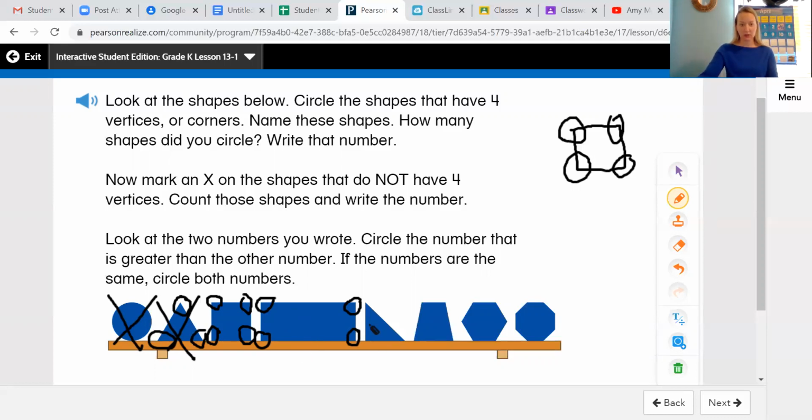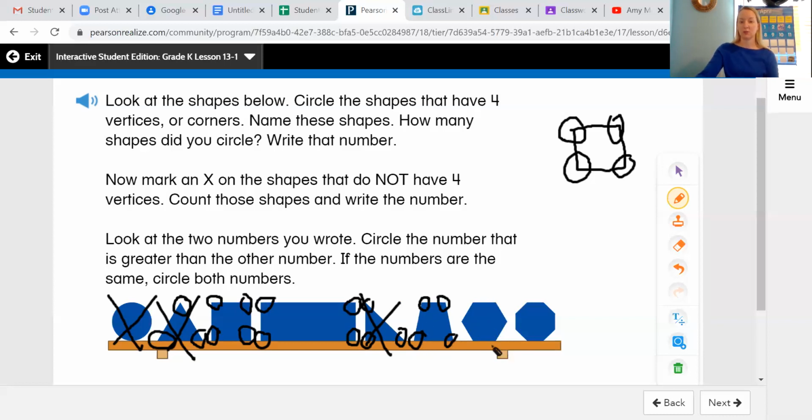Let's go to this next one. Here's another triangle. It's just shaped different. It's a different type of triangle. Let's count its vertices. 1, 2, 3. Ooh, it only has 3. So we're going to cross that one out. Let's go over to this one. This, I believe, is a trapezoid. Let's go ahead and count the vertices. 1, 2, 3, 4. So can we cross that one out? Nope, it has 4 vertices.